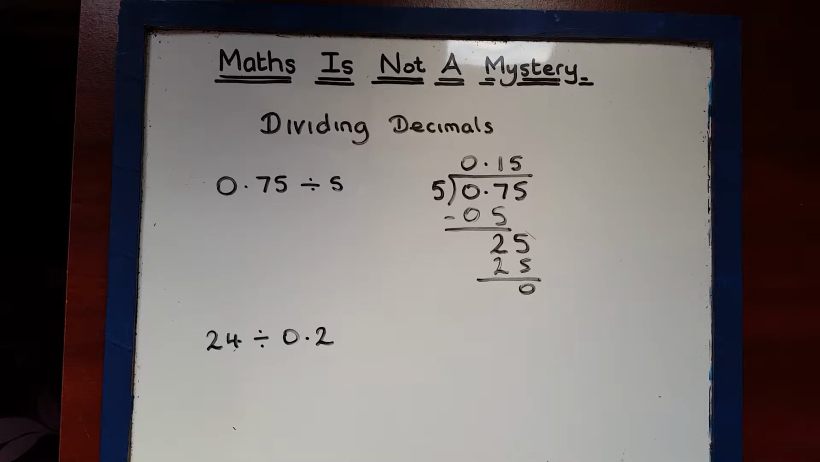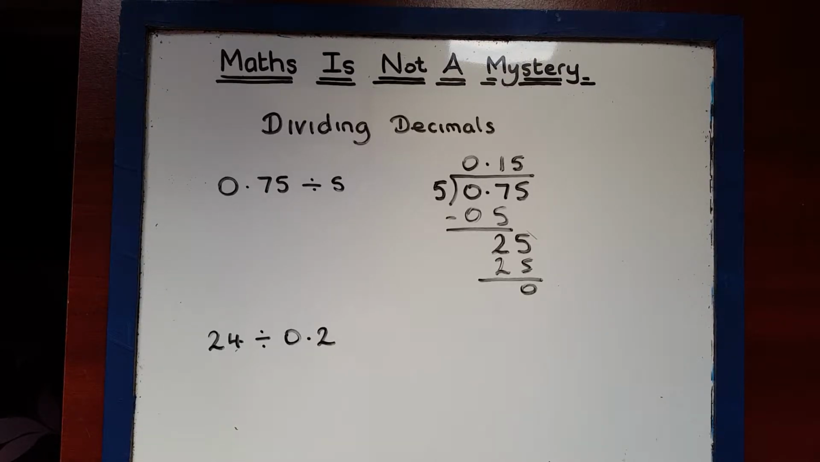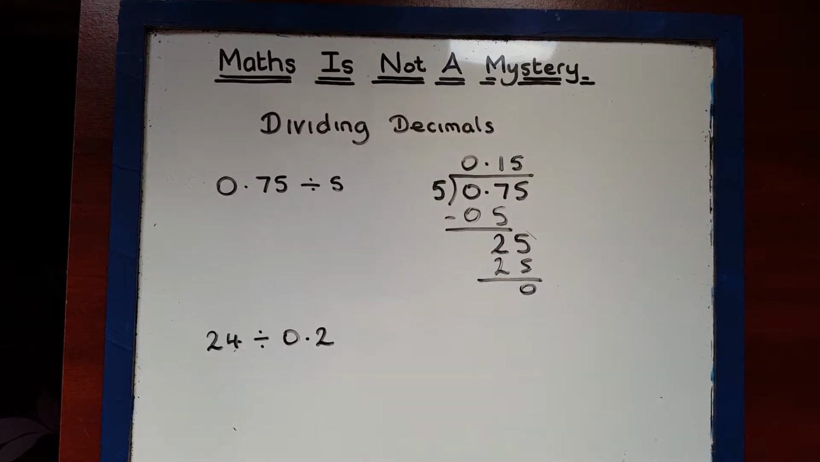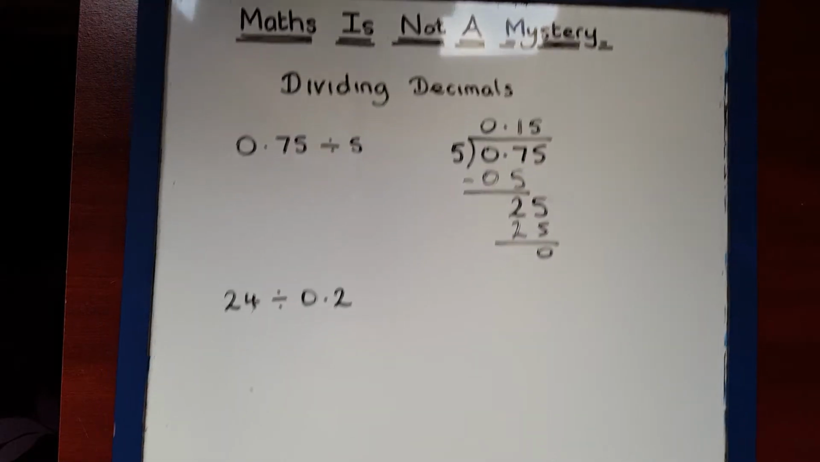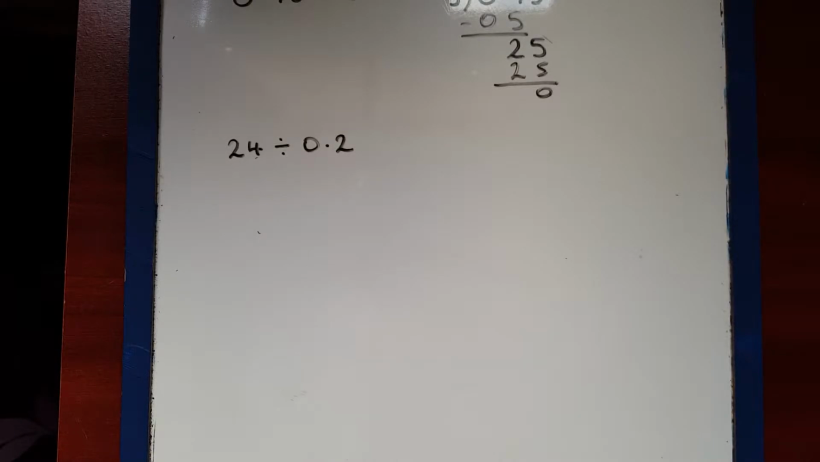So that's pretty straightforward. If you're doing an ordinary question like that, dividing by a whole number, it's a straightforward long division, which you just do as normal, but ignore that decimal point. Put it in there before you start, and it means you can forget about it. Now the next step is to look at dividing by a decimal, and that's a little bit more complicated. So the next question we've got here, 24 divided by 0.2.